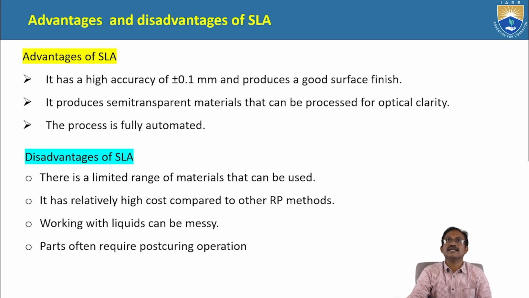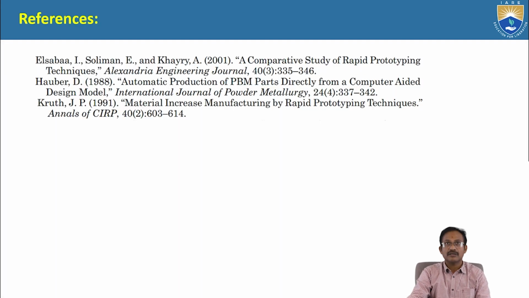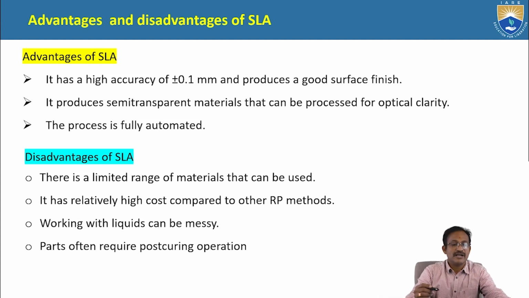Next, advantages and disadvantages of stereolithography. Advantages: it has a high accuracy of plus or minus 0.1 mm and produces a good surface finish. It produces semi-transparent materials that can be processed for optical clarity. The process is fully automatic.